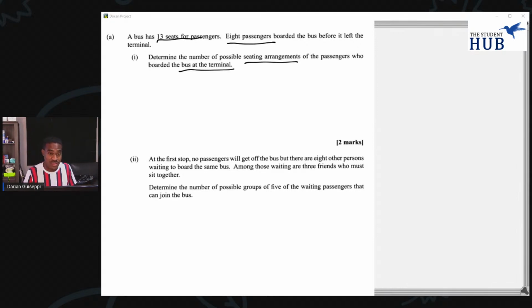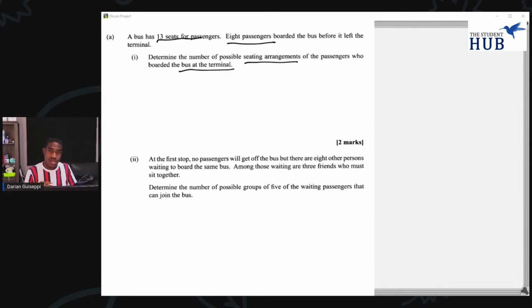So yeah, let's continue with the question. Determine the number of possible seating arrangements of the passengers who boarded the bus at the terminal. So we have 13 seats and you have 8 passengers. From the time we see this, this is really key in the question: arrangements. What should come to mind already is permutations. And we know permutations is the number of ways of arranging n distinct objects, and we also have to know how to arrange r out of n distinct objects as well, where permutations are concerned. So this question is 2 marks.